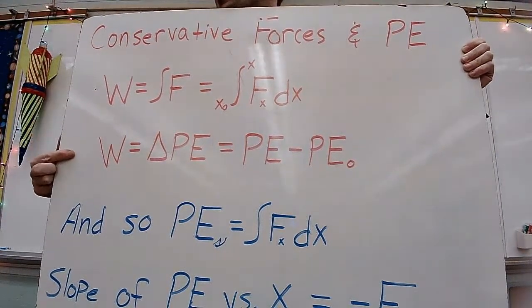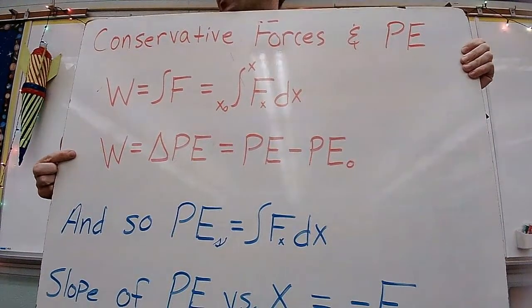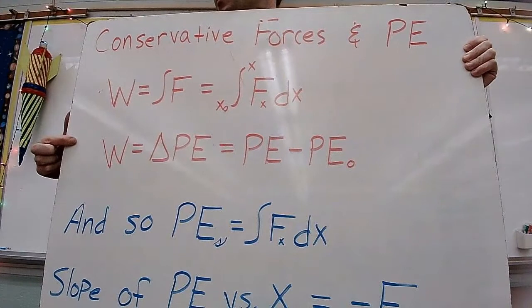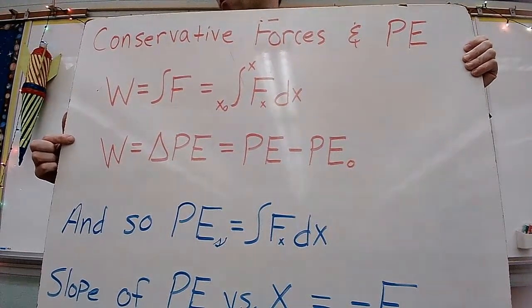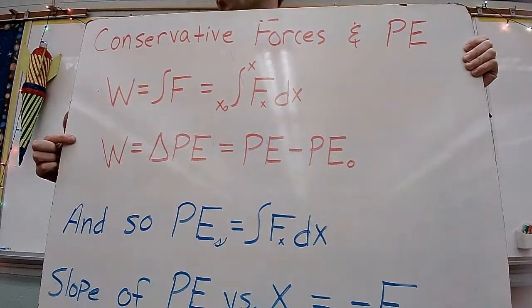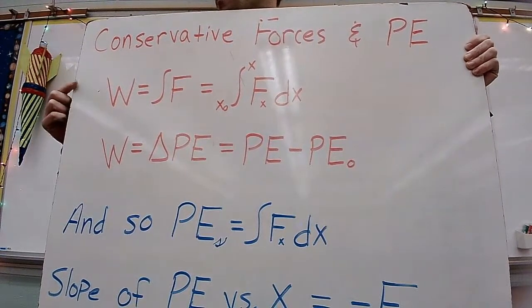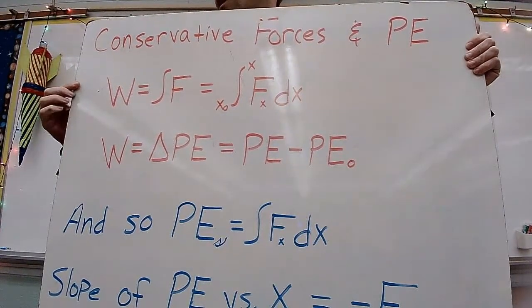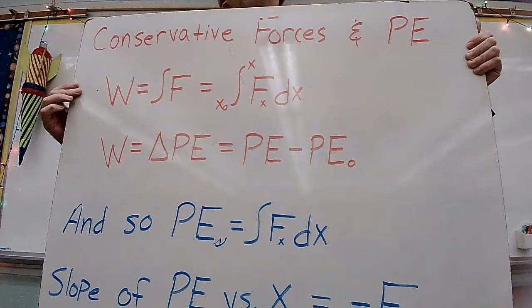Down here, work is equal to your change in potential energy. So the main thing you want to know out of this is that change in potential energy is going to be equal to whatever that integral is up here. So there's a relationship between actual energy values and calculus values. Just make sure you're aware of that.